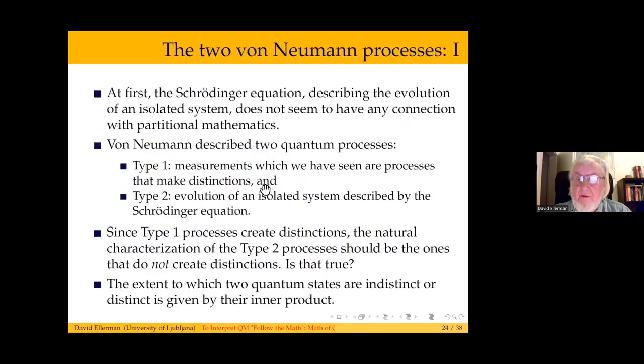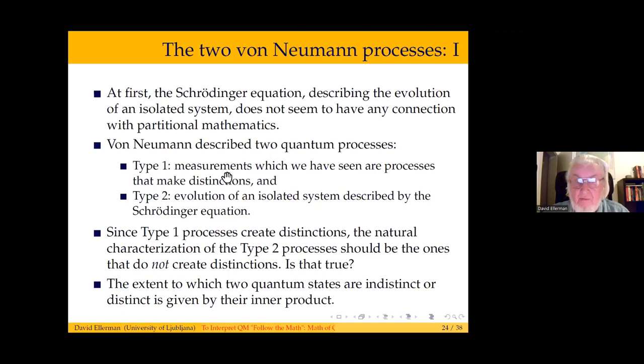But that's too much here. So let's move on. Let's now look at the two von Neumann processes. You know, von Neumann had these type 1 and type 2 processes. And a big piece of quantum mathematics is the Schrödinger equation, the time-dependent Schrödinger equation that describes the evolution. And that doesn't seem to have anything to do with partitions. So what the hell am I doing here? The Schrödinger equation doesn't mention partitions at all. So let's approach it this way. Let's take von Neumann's two types of things.